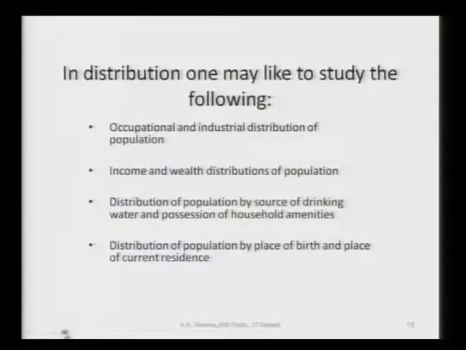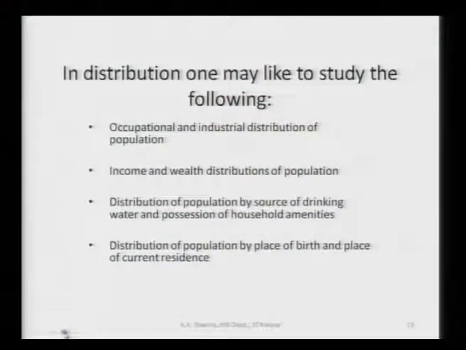Sometimes we are interested in income and wealth distribution of population, because we want to know what is happening to inequality: income inequality, health inequality, educational inequalities. Among all types of inequalities, income inequality comes to mind first. So, income and wealth distributions of population. Then distribution of population by source of drinking water and possession of household amenities.